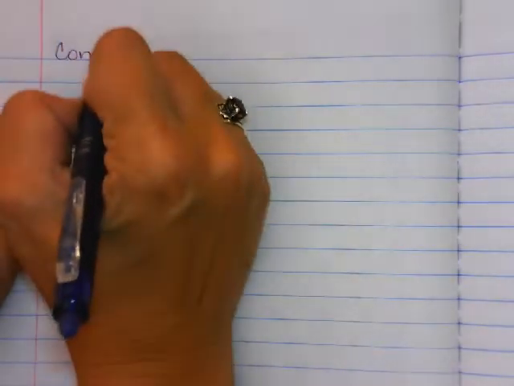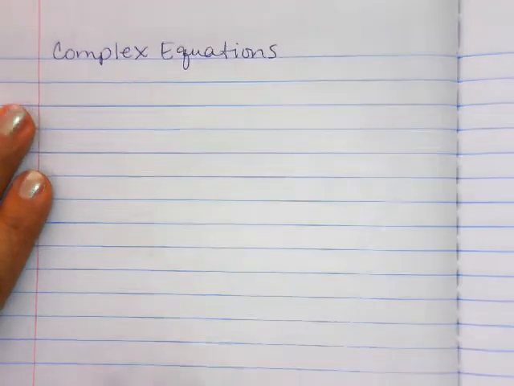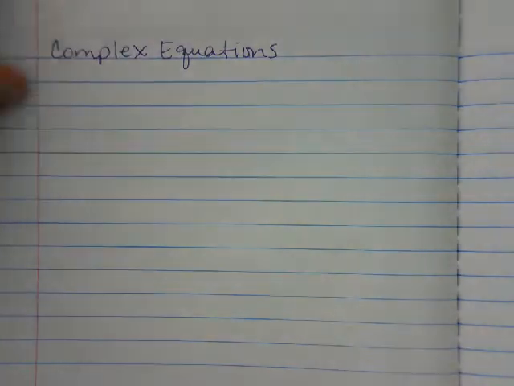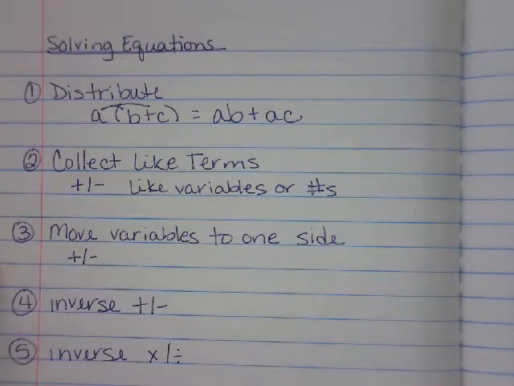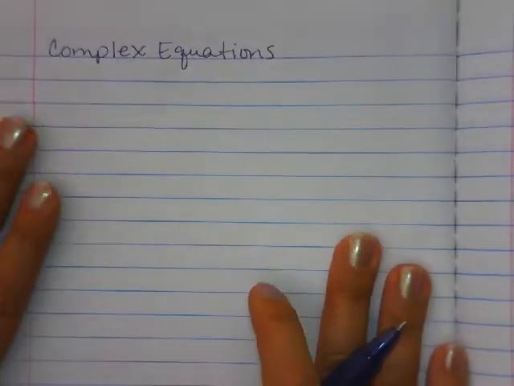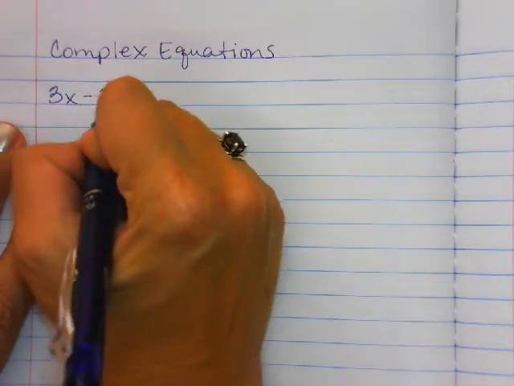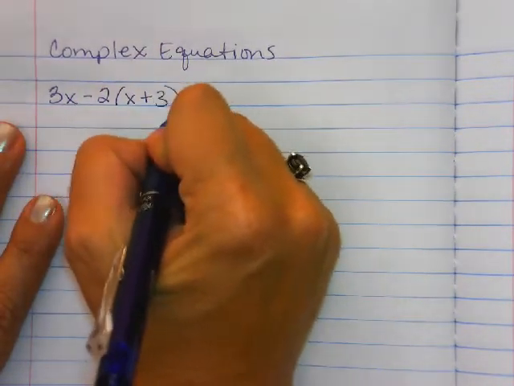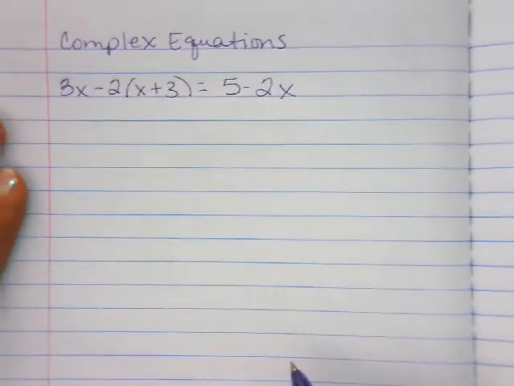So wherever you are on your next page, we're just going to do a couple of examples. I do want you to make sure you are referring back to our notes from the previous night regarding these 5 steps we discussed, because that is going to be what we're looking at today. We're going to use all of those steps. So if I gave you the equation 3x minus 2 times the sum of x and 3 is equal to 5 minus 2x. So there's a lot going on here.